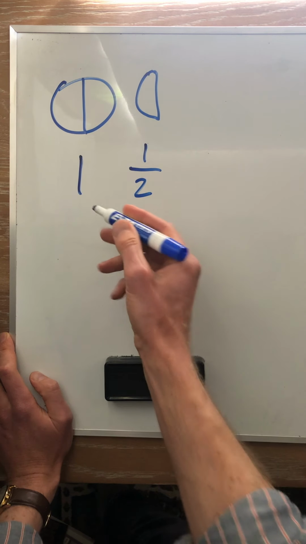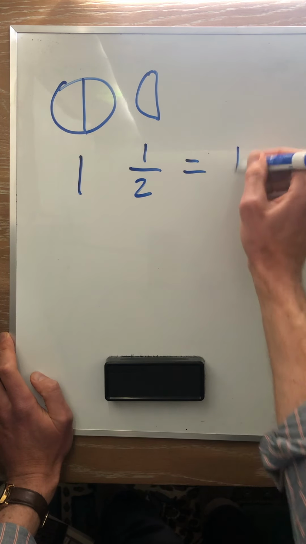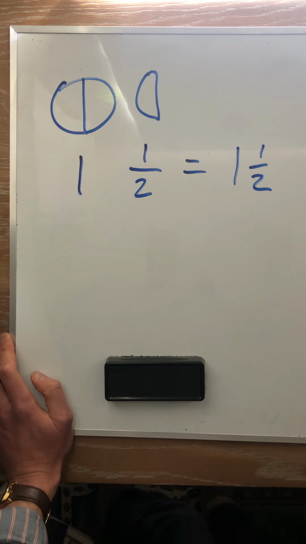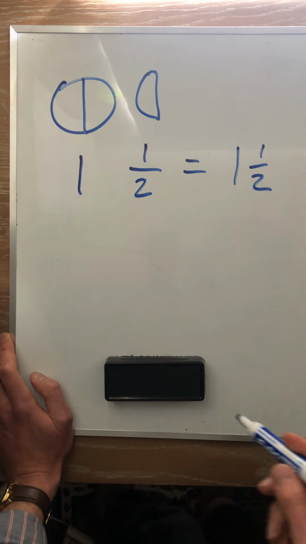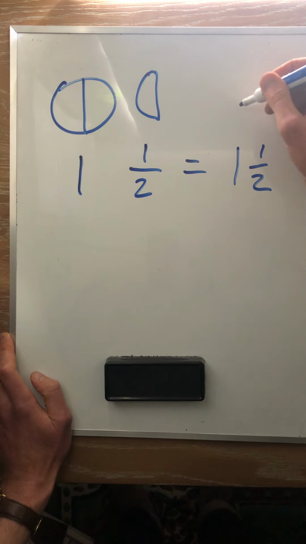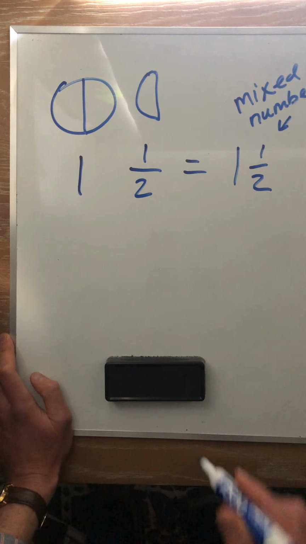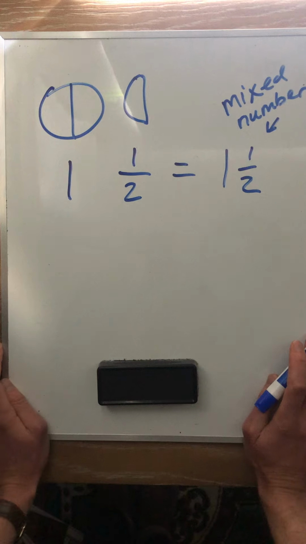So I have 1 and a half. You just write them together like that. That's pretty easy, right? 1 and a half. So that's the mixed number. And for the improper fraction, you just count up how many halves you have.